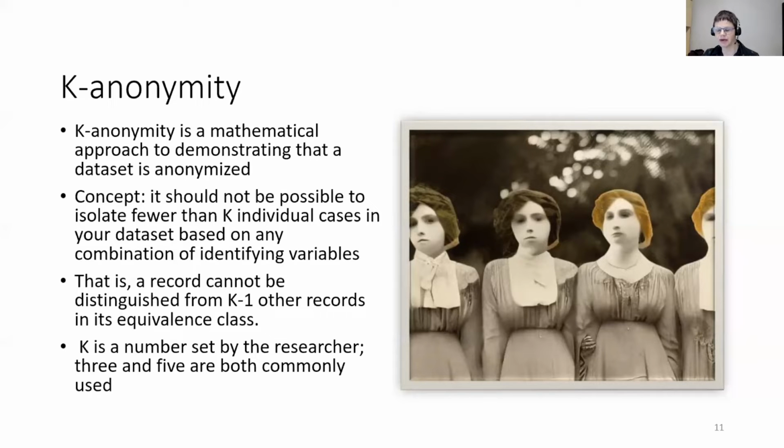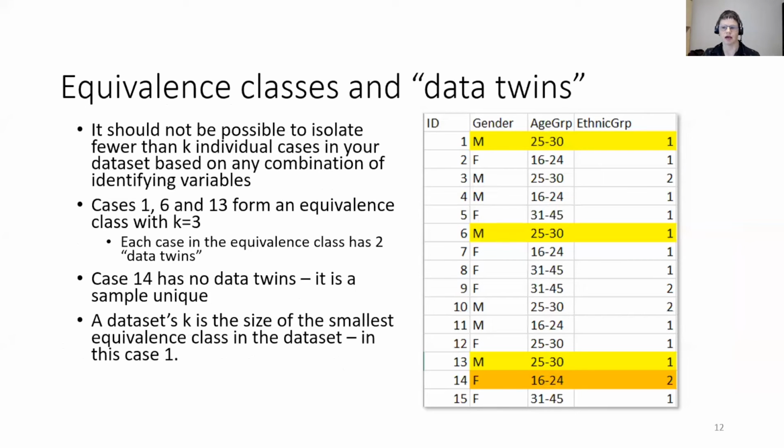K is a number set by the researcher. I've seen 3 and 5 commonly used. In practice, I've never seen a value higher than 5. 5 is a reasonable number to use in general. An example may help illustrate this concept.